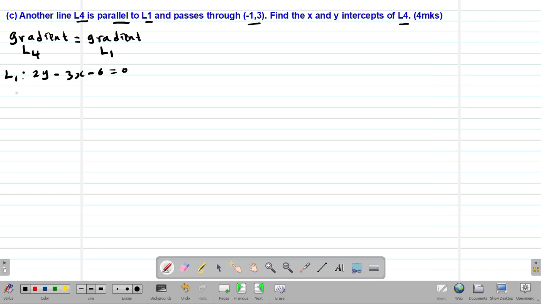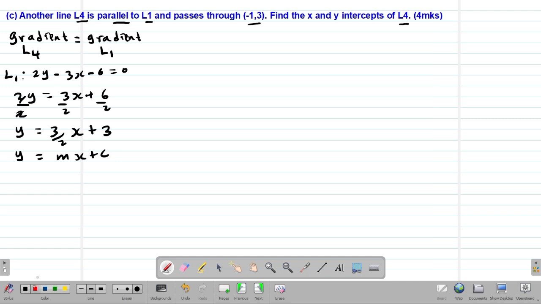To find its gradient, I'll convert it to the form y is equal to mx plus c. So this is positive 3x, then plus 6. I divide through by 2, so that I end up with y being equal to 3 over 2 x, then of course plus 6 over 2, which gives a positive 3. If I compare it to y is equal to mx plus c, it is clearly evident that the gradient for the line L1 is actually 3 over 2.